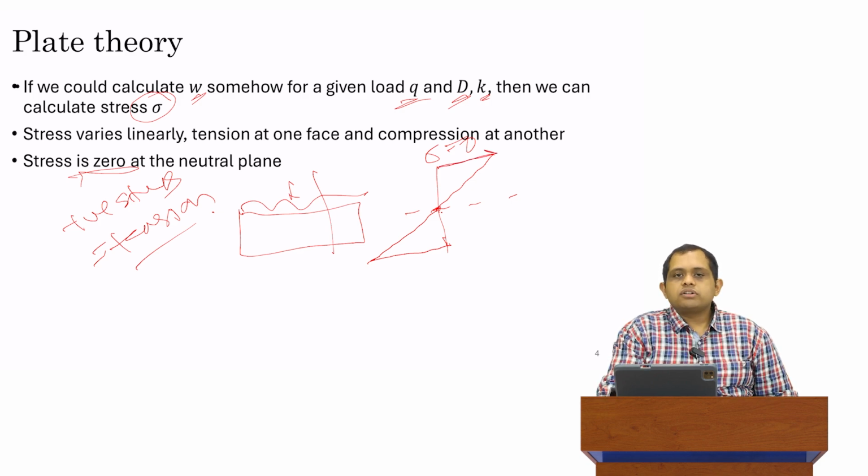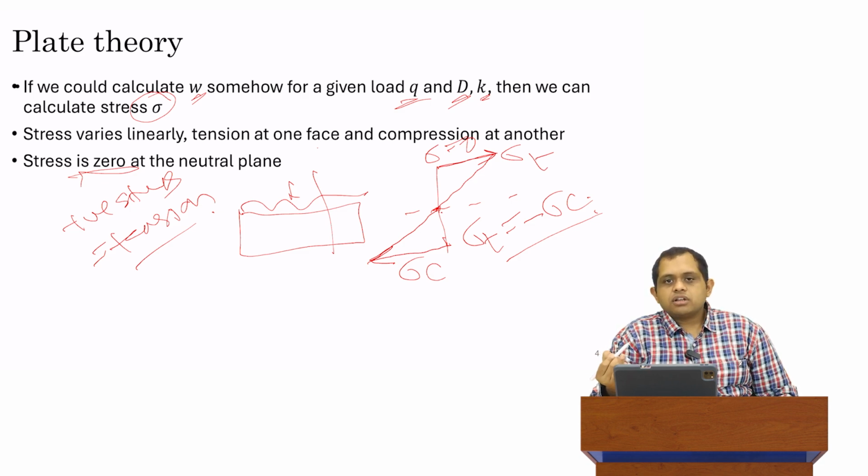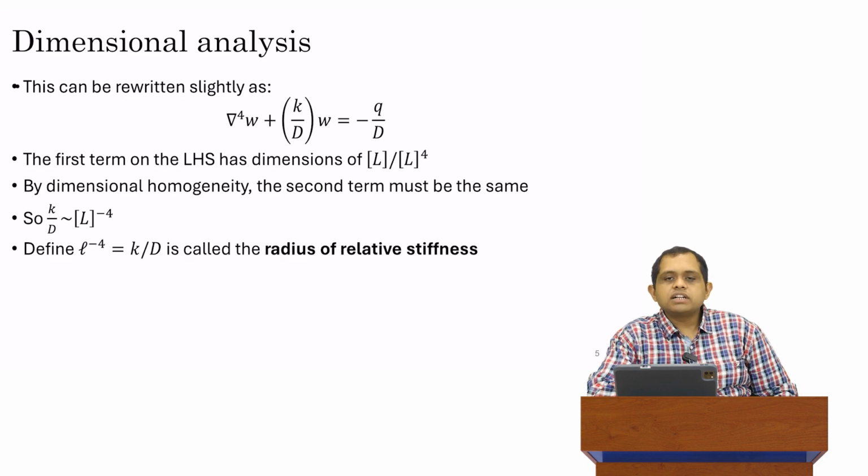So if this is my positive direction and I have some sigma t over here, then I'm going to have an equal magnitude stress at the bottom, sigma c. That's because our cross-section has to be in equilibrium. So what I have is sigma t is equal to minus sigma c. So at the same cross-section, if my top surface is in tension, then my bottom surface is necessarily going to be in compression, and vice versa. So that's something that we have to understand. We are particularly interested in faces which are in tension, and we'll see a little bit more on why that is the case in a couple of slides.